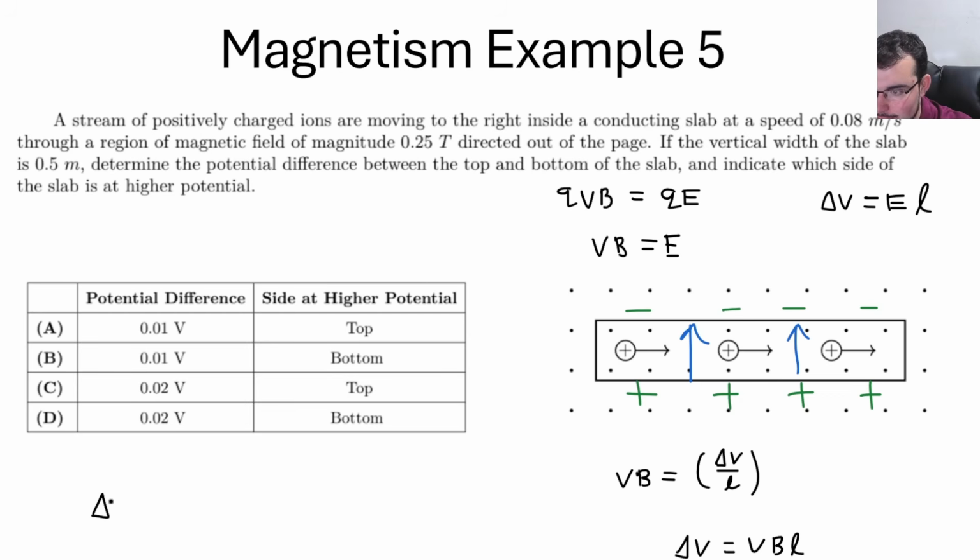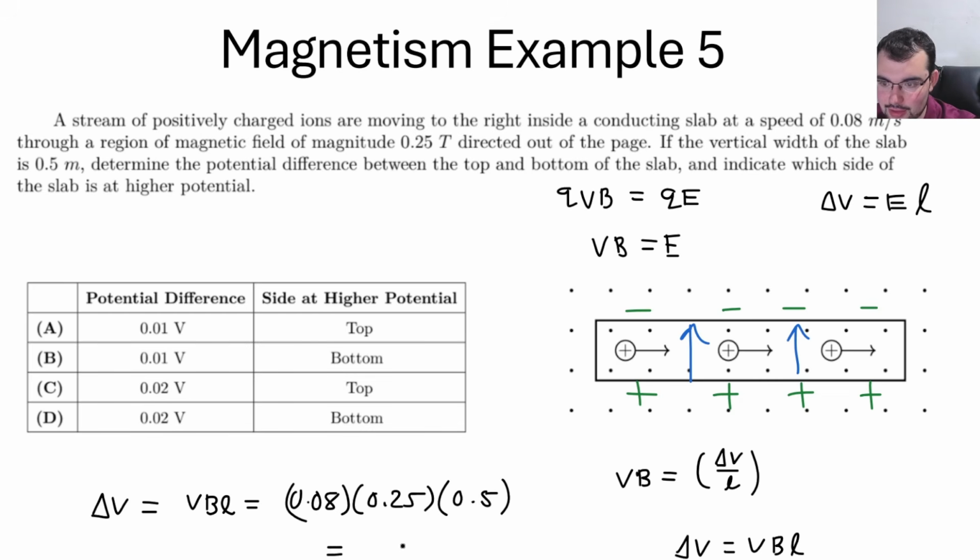So we can just go ahead and plug in. Delta V is VBL. The speed is 0.08. The B field is 1/4 Tesla, and L is 0.5. So we get an eighth of 0.08, which is 0.01 volts. And we already figured out from the right-hand rule that the potential is higher at the bottom.